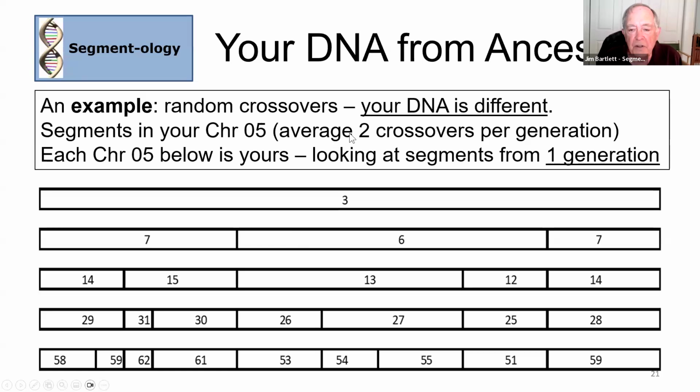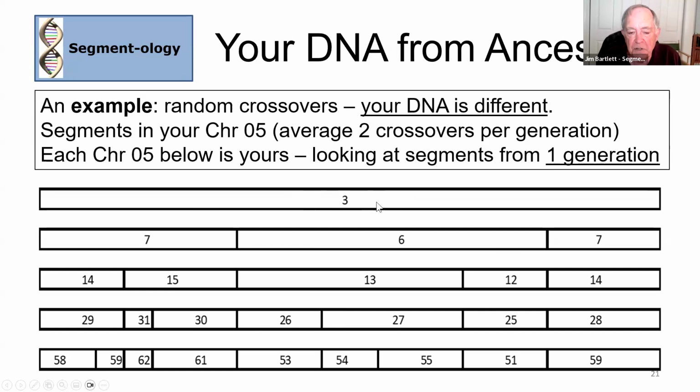So here's another way to look at the same thing. This is a whole set of chromosome 5s with an average of 2 crossovers per generation. And your DNA is going to look different. This is just an example right here, and it's a way to look at it from the perspective of different generations.